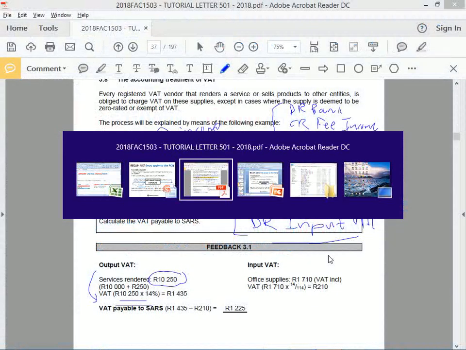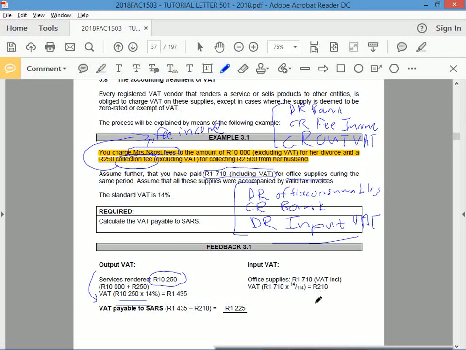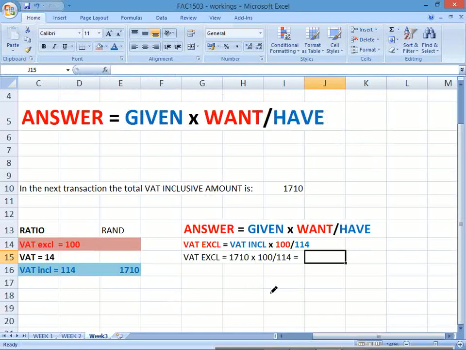And they would have given the same working. Oh, they're working out the VAT first. They're doing it in 2 steps instead of 1. It doesn't matter how you do it. Obviously you want the VAT exclusive because then you can get the VAT. As long as you get to the same answer. I'm going to do it this way: 1710 times 100 divided by 114. Then I get the VAT exclusive. I know what the VAT exclusive is.